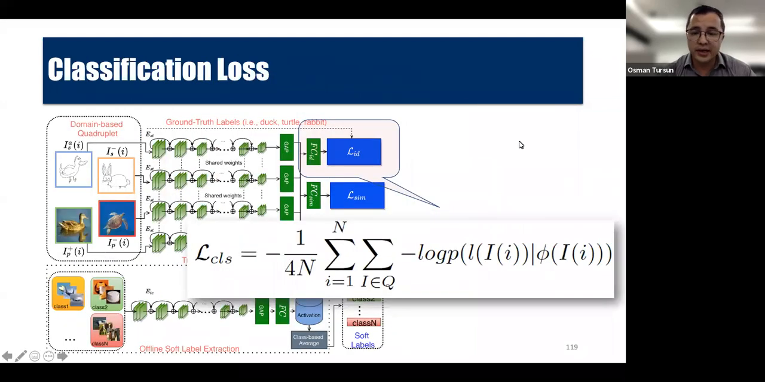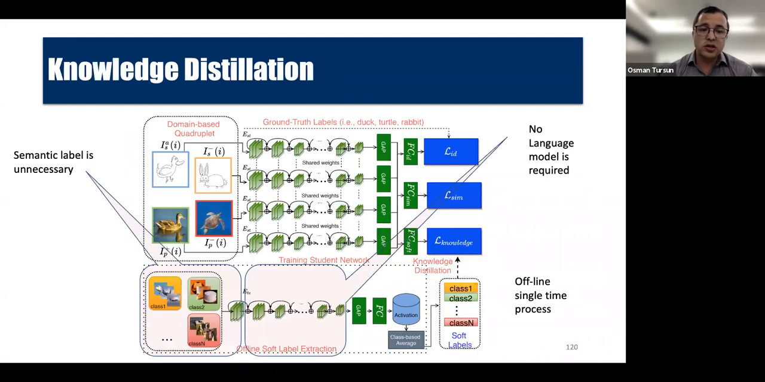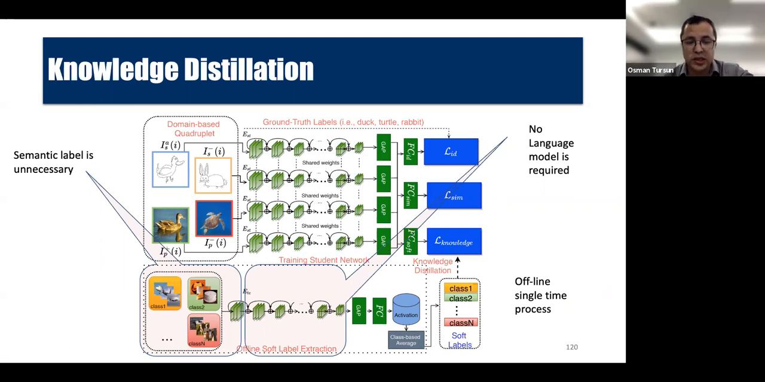And the second contribution is we also introduce identification loss. And the third main contribution is we propose an efficient knowledge distillation. It doesn't require any semantic label, as we generate this knowledge only by extracting average visual embedding. Instead of using the language model, we are using the visual model. And also this process is done offline only a single time, so it's very efficient.